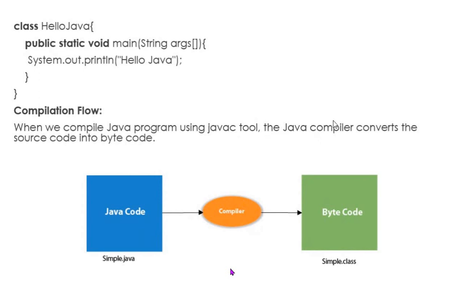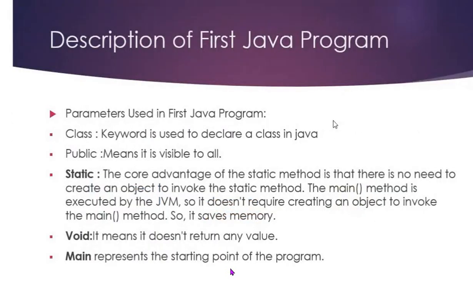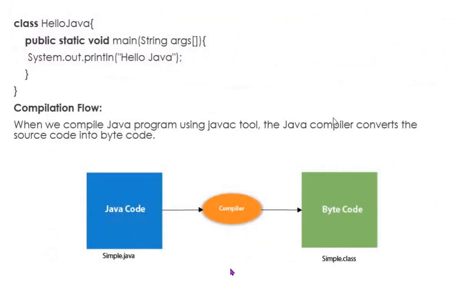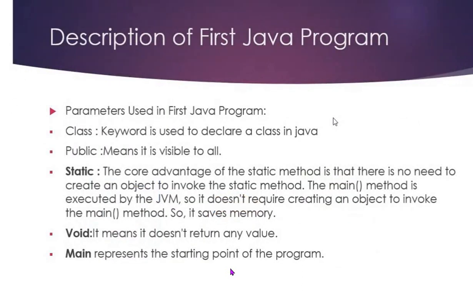Next is the description of the first Java program. What are all the parameters used in the first Java program? As we can see in this program, the class, public, static, void, system, everything is explained elaborately here. The parameters used are: class is a keyword used to declare a class in Java. Public means it is visible to all.